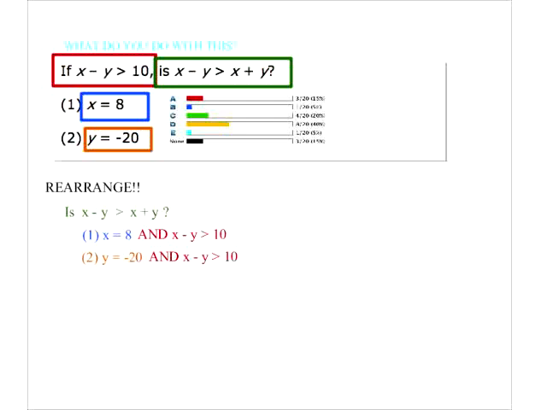This is probably going to make your lives a lot easier. Let's go through this problem just to see how it works. A couple of you have been rearranging the question, so let's do that real quick. You can play with this question a little bit. Is x minus y greater than x plus y? You can take x away from both sides of this question, and you wind up with, is negative y greater than y? You can add y to both sides of that, so you get, is 0 greater than 2y? That's the same as asking, is y negative?